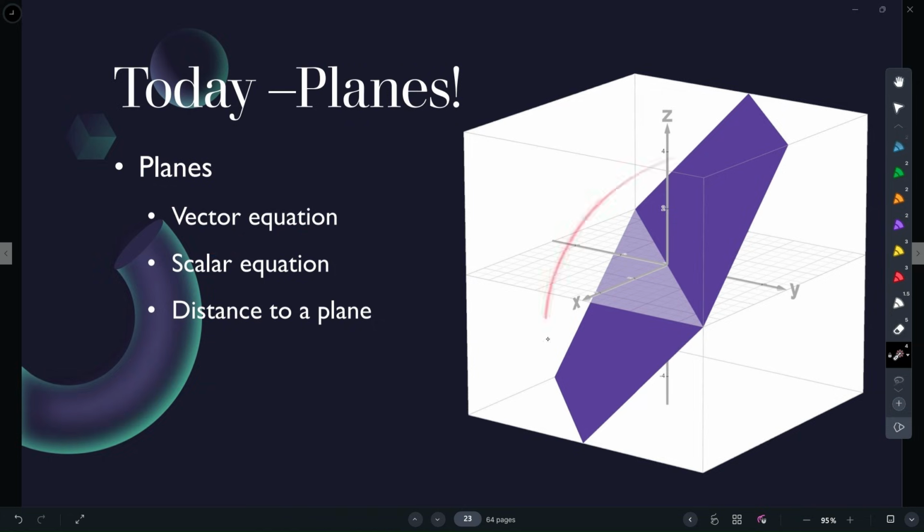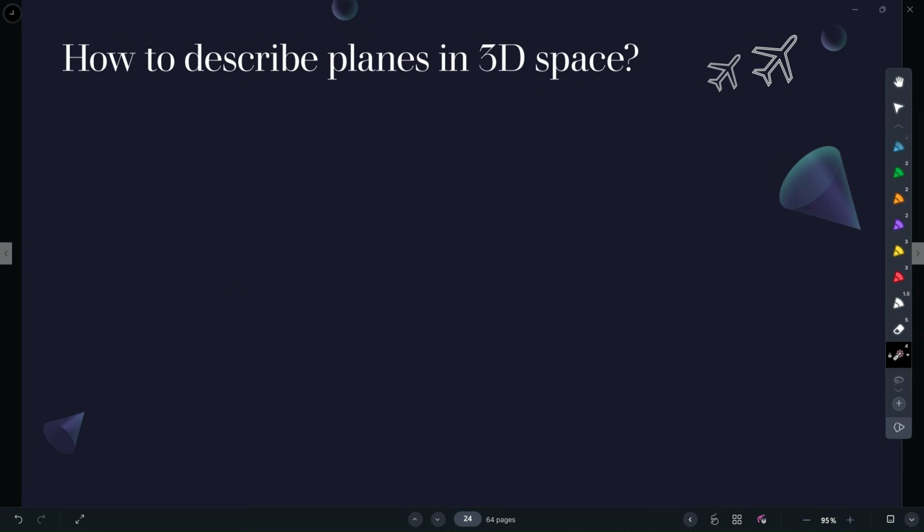Once we know how to work with planes, we're going to do some applications, such as finding the distance from a point to the plane. So how are we going to describe planes?